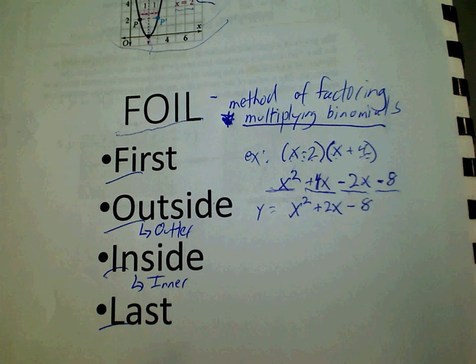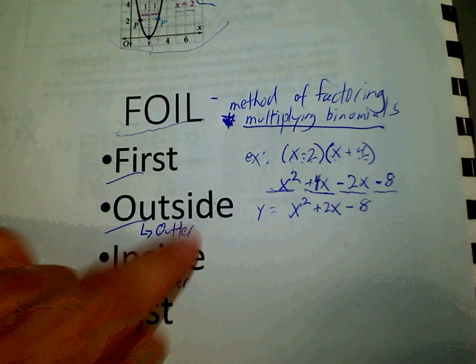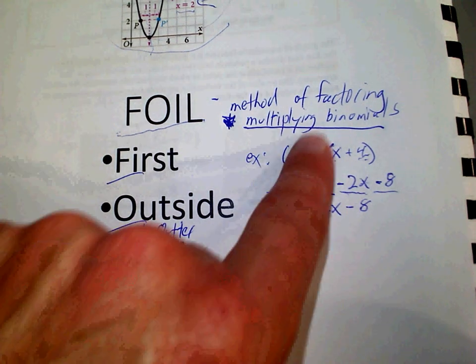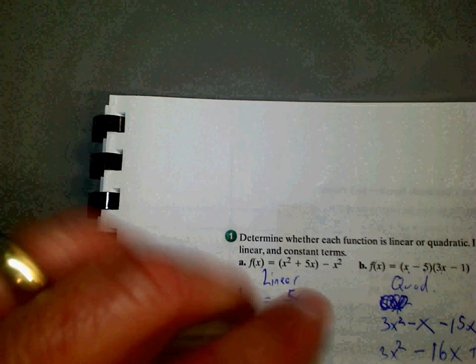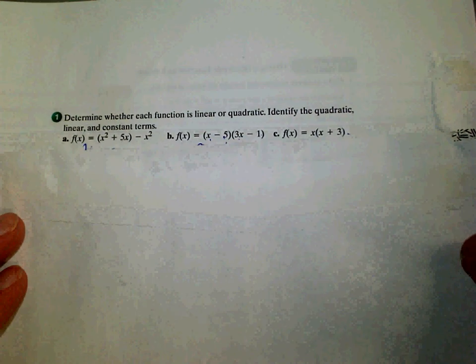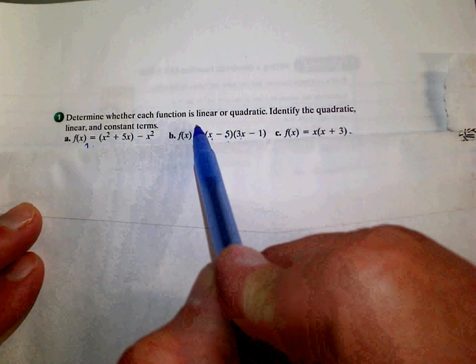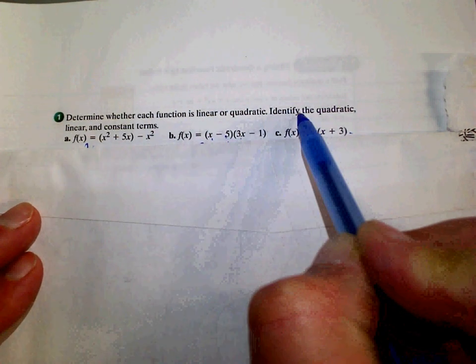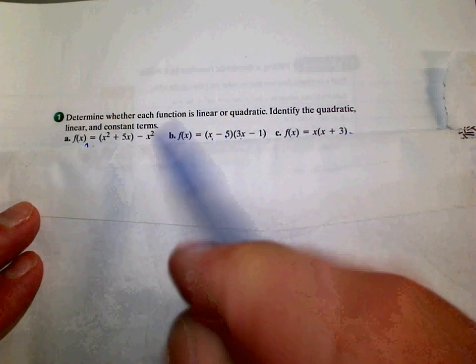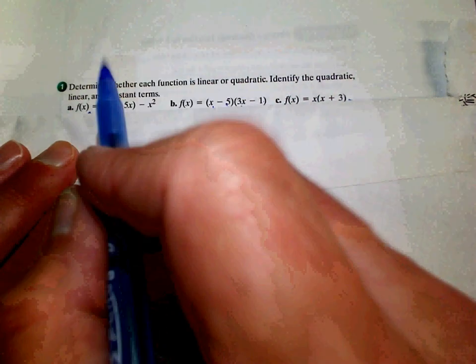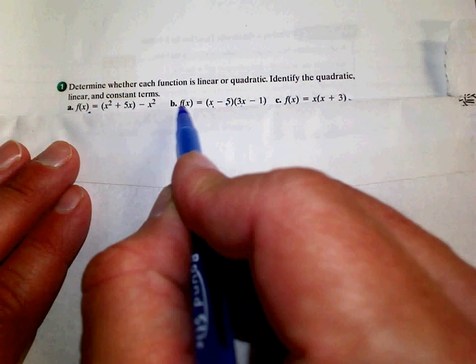Okay. You will do more of this. That was a brief introduction. Turn the page. All right, here at the top of this, it says determine whether each function is linear or quadratic and identify the quadratic, linear, and constant terms. So we have A, B, and C. This is right off your homework. You have these kind of things. Here's a function with some stuff, a function with some stuff, and a function with some stuff.